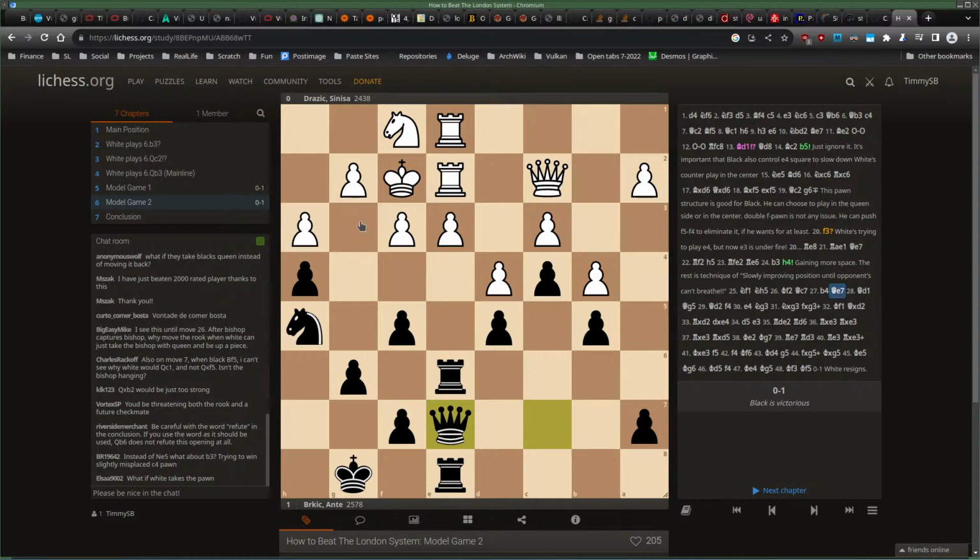Could have gone here, the knight. Kind of forced to take, check. And then we have nothing, I guess. I don't see how this is slowly improving the position until they can't breathe, but queen is going there. What is the difference?